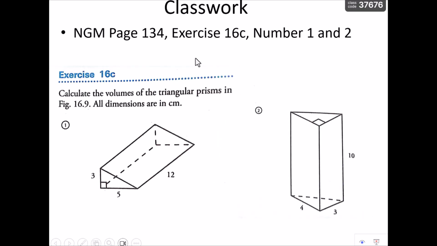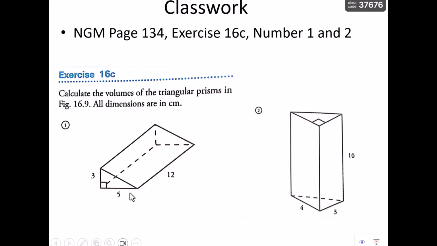Now, this is the classwork I say we should do. It's from your textbook, New General Mathematics, page 134, Exercise 16C, number 1 and 2. I've already screenshot it. I snapped the textbook and pasted it in this place. So this is the assignment. If you open your textbook, you will see this there.